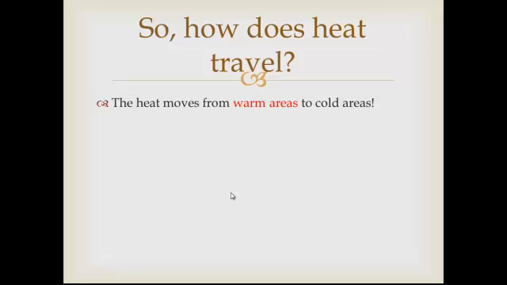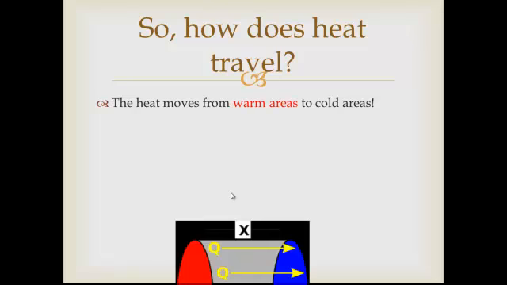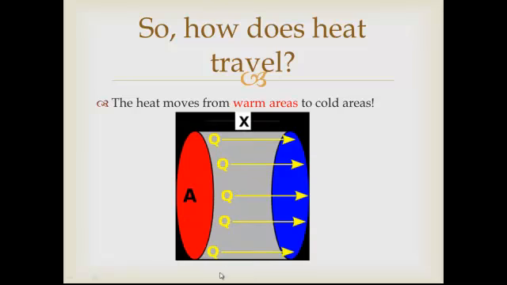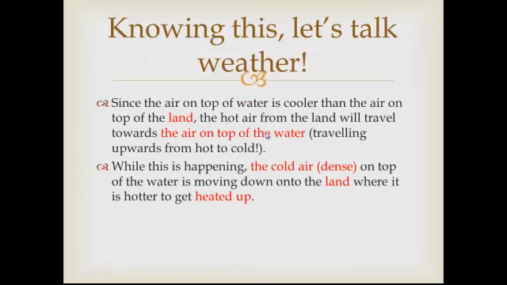Heat moves from warm areas to cold areas in the environment. So as you can see here, if you were to have an example of a contained area with two gradients of temperatures, all the heat particles are moving from this hot area to this cold area. So do keep that in mind, that the specific pattern that the heat likes to travel in is it moves from hot areas to cold areas. Knowing this, let's talk about the weather.